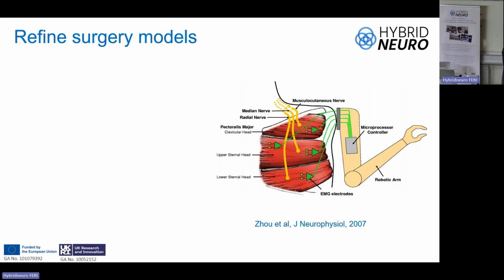For instance, with this, you control opening and closing. With this, you control rotation. And with this one, you control flexion and extension of the elbow.